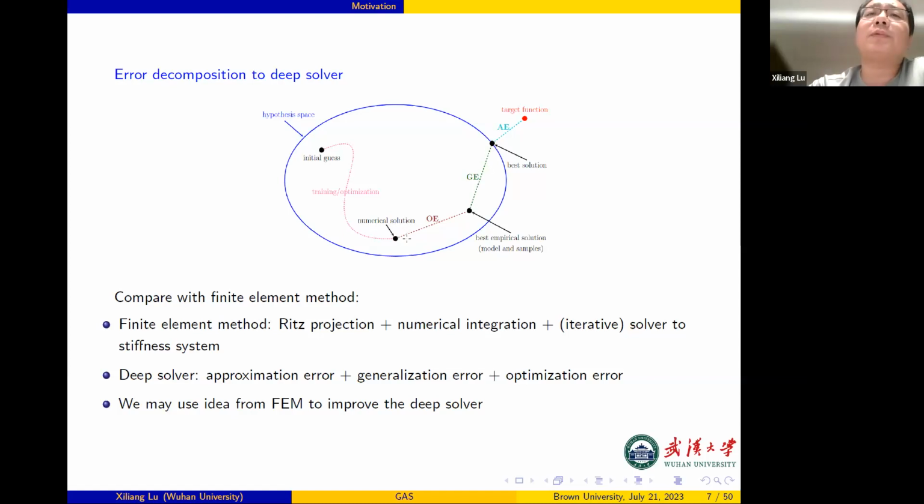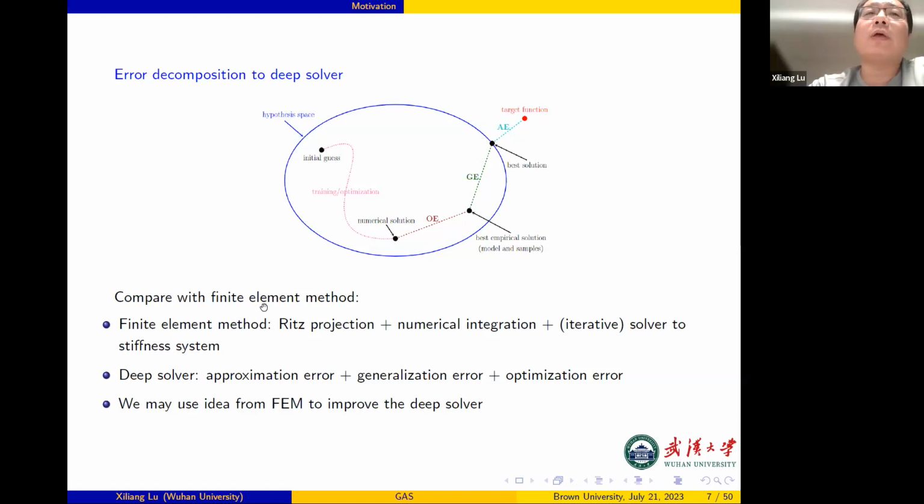Okay, the optimization error term is always difficult, and we do not focus on it much. Because the finite element method is very popular and we have already understood this method well, we can employ the idea from the finite element method to help the deep solver.